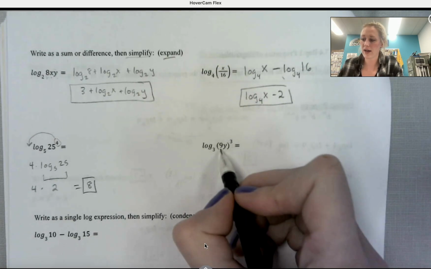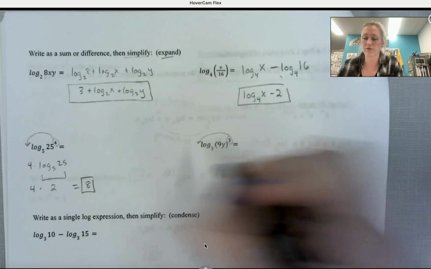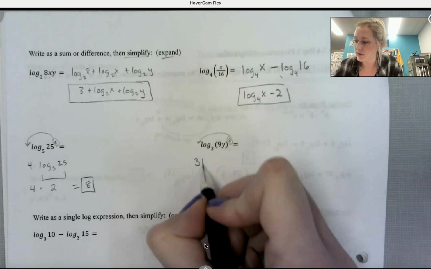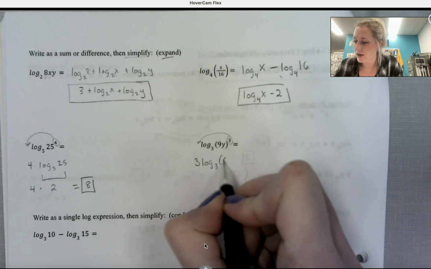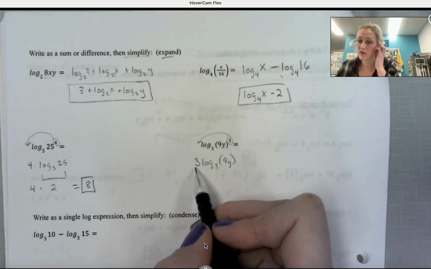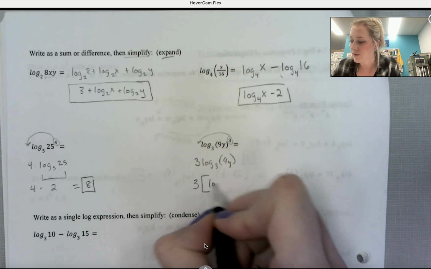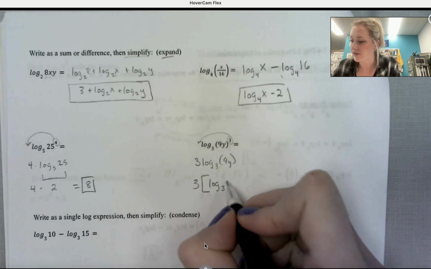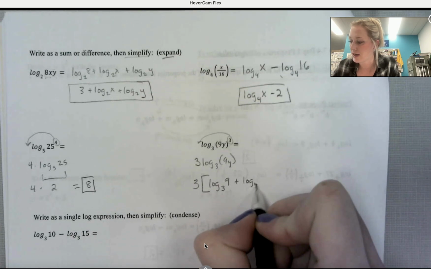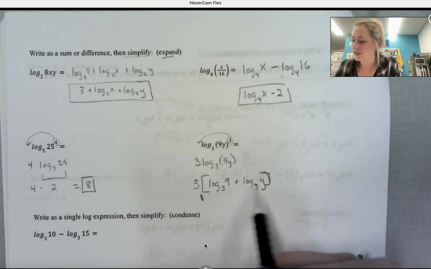Okay, this one I have a product and a power. We want to take care of the exponent first, think order of operations there. So this becomes 3 times log base 3 of 9y. We can split this product into addition. Keep in mind though, it's still 3 times this whole thing. So when I split it, that 3 applies to all of it. So we've got log base 3 of 9 plus log base 3 of y. So we split that product into addition.